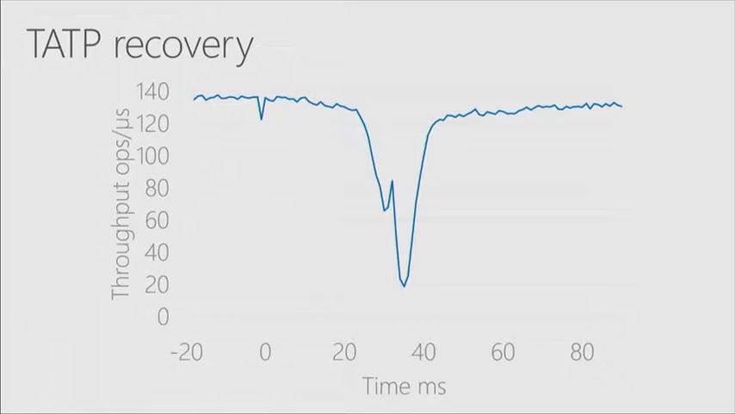Here I'm showing the performance over time. So the x-axis shows time as it passes, and the y-axis shows throughput in, again, millions of operations per second. In this particular experiment, we kill a single machine at time 0 here, and then see how long it takes before the throughput recovers all the way to where it was before the failure.